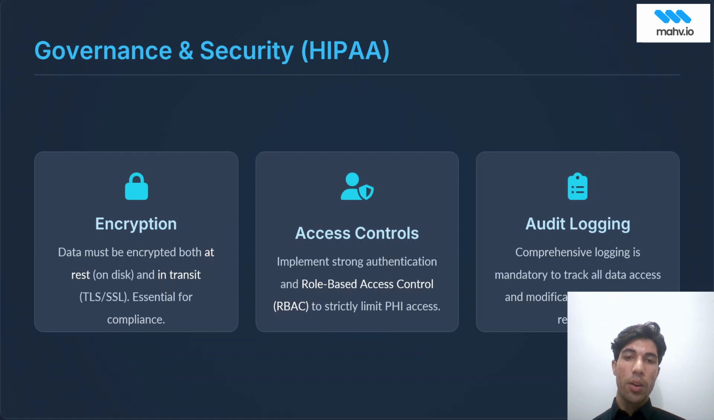And then we have access control. We implement strong authentication and role-based access control, which ensures that the PHI, the private health information, is strictly limited to authorized personnel only. Then there is audit logging, in which every modification and every data access is logged to track and for an audit trail and also for compliance audits.